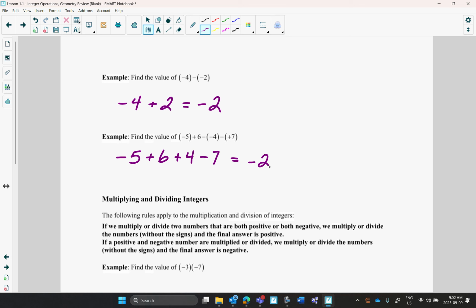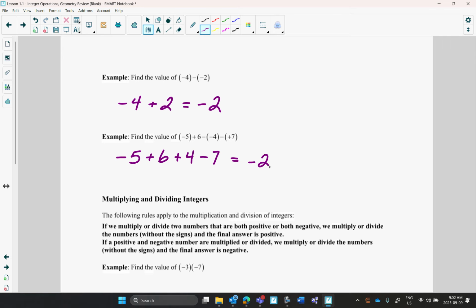So that's a quick look at adding and subtracting. Multiplying and dividing follow the same rules when we have parentheses and we're adding or subtracting. If you multiply two positives, it's a positive answer, and you just multiply the numbers like they don't have signs. If you multiply two negatives, it's also positive. If you multiply a positive by a negative or a negative by a positive, the answer is negative.